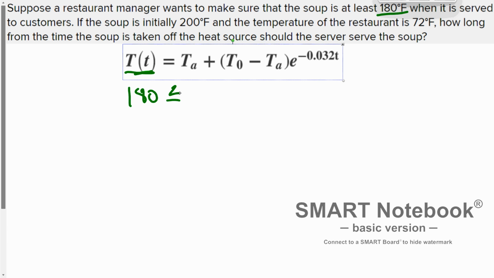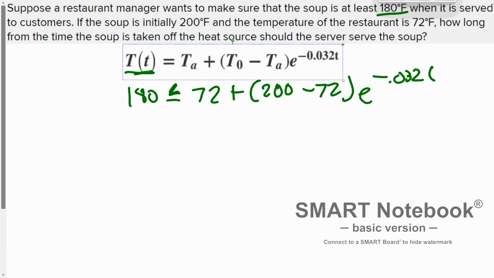So we write that at-least symbol, greater than or equal to, and then our T sub A is still 72 degrees, and our initial temperature is still 200, minus 72 again, and then e raised to the negative 0.03 times time t. We want to find out how long it will take the soup to get down to at least 180 degrees. Make sure the soup is at least 180 degrees when it's served. And so we're just solving for t here.